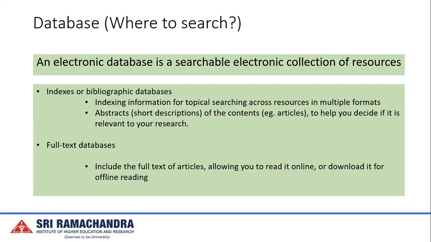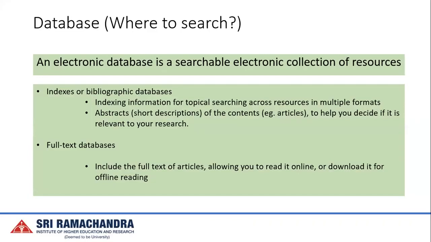Electronically, we can search. In those days, if I recollect, during our postgraduate time, we used to go to the National Medical Library with a reference, check all the volumes, take the articles out, and take a photocopy. But now everything is electronically available in electronic databases. These indexes or bibliographic databases index the information on a particular topic so that we will be able to search and retrieve. They will have abstracts of the articles so that you can identify whether you really need to go into the full text. That is an index or bibliographic database.